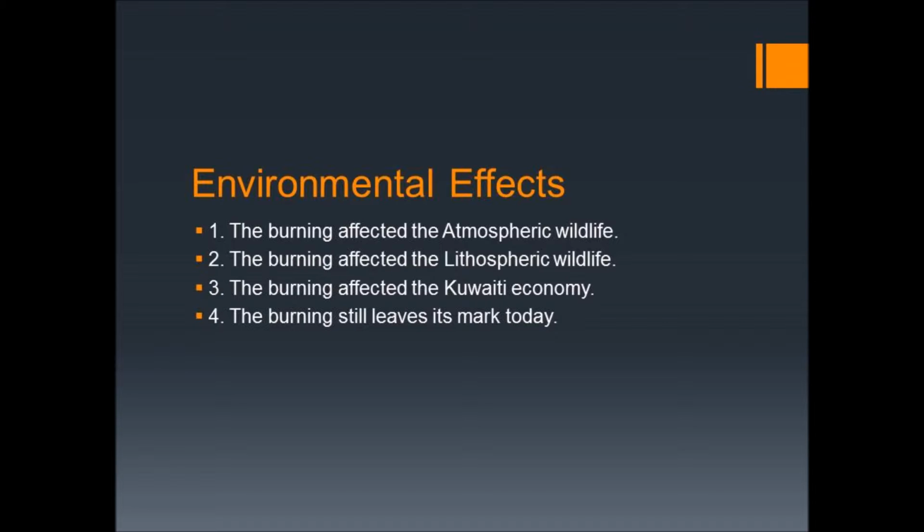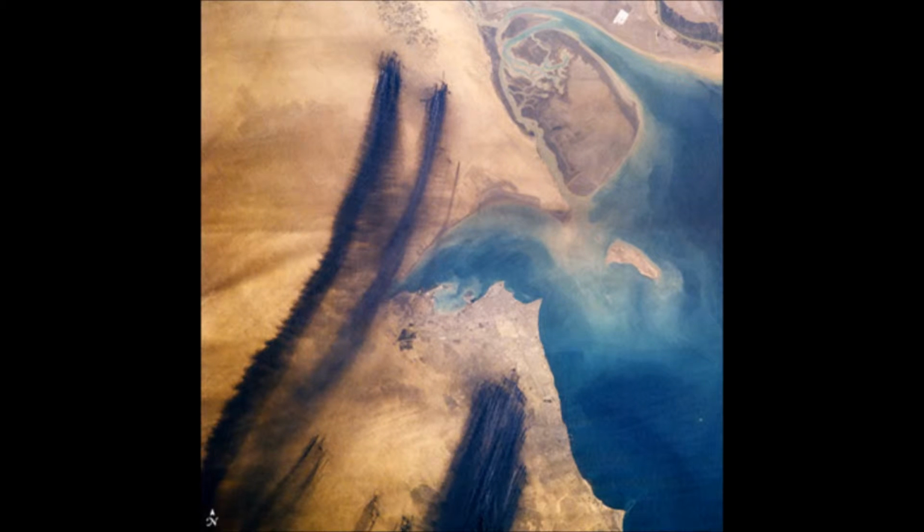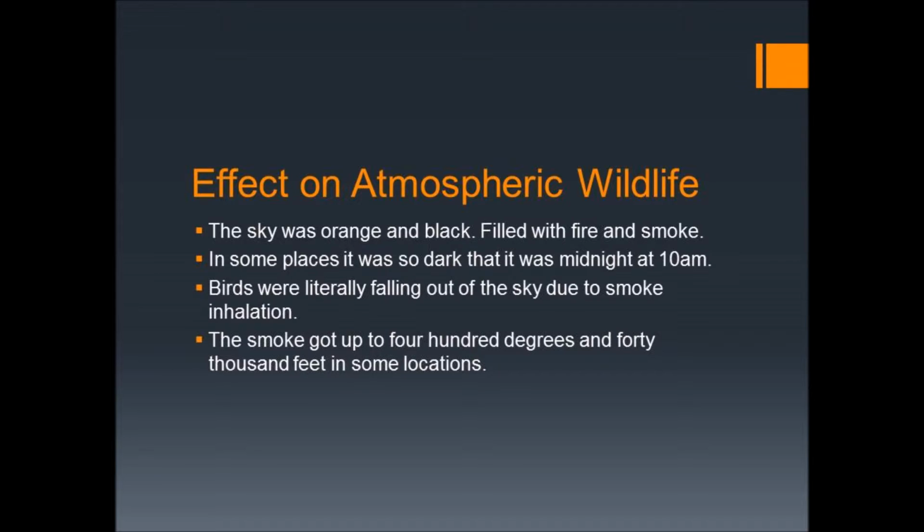So we have some pictures here. Our first picture will be just the complete annihilation of the atmosphere. We can see just how widespread that annihilation was from space. Now, the atmospheric wildlife was completely devastated. In some places it was so dark that it was midnight at 10 in the morning.